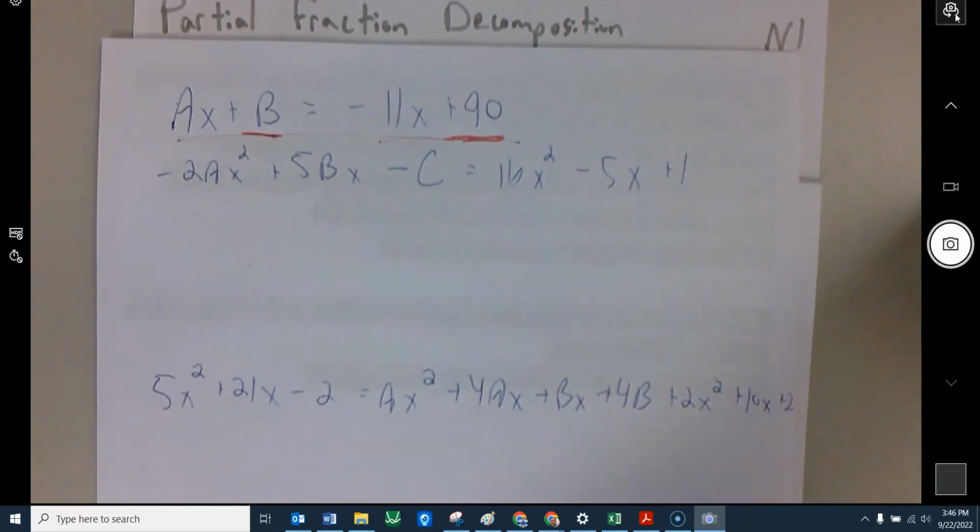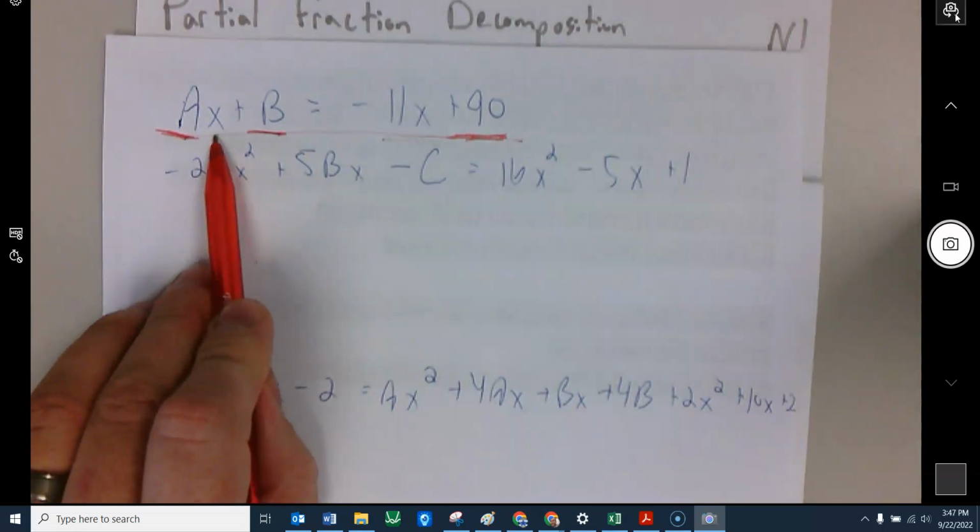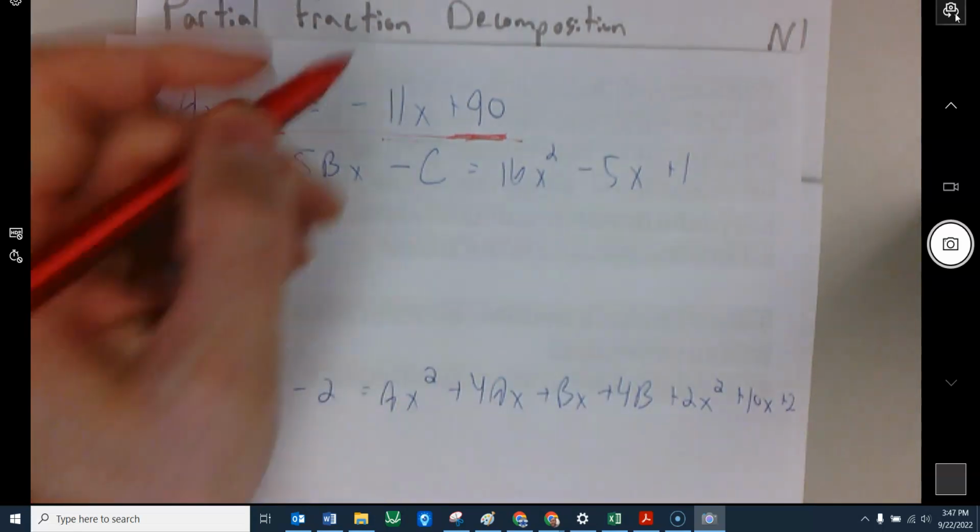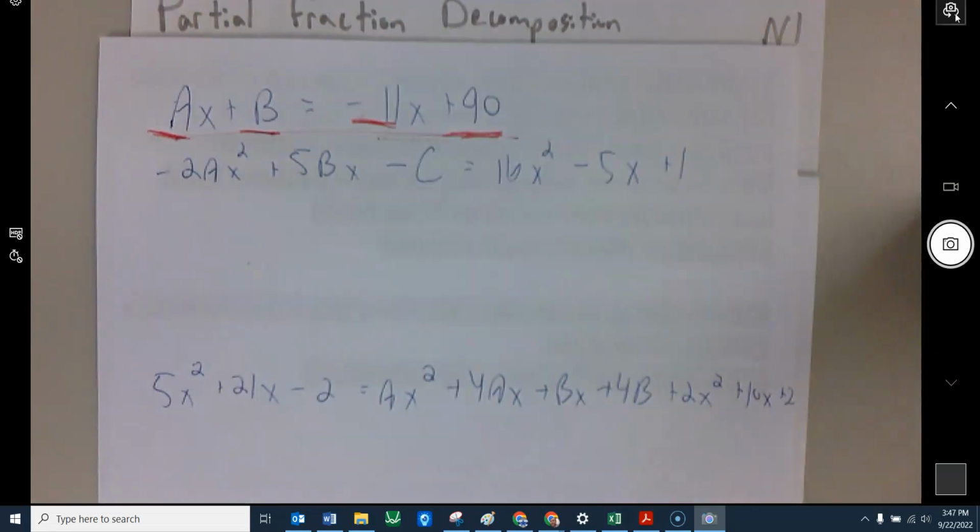Done. Okay. The linear coefficient, that's what we call that because it's in front of the linear term here. The linear coefficient on the left has to be equal to the linear coefficient on the right. So A is equal to -11. That's it. Don't overthink it. We like equating coefficients. So let's take that same type of idea and move it down to the next one.